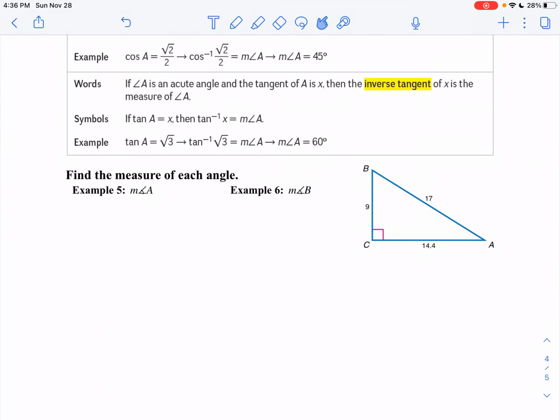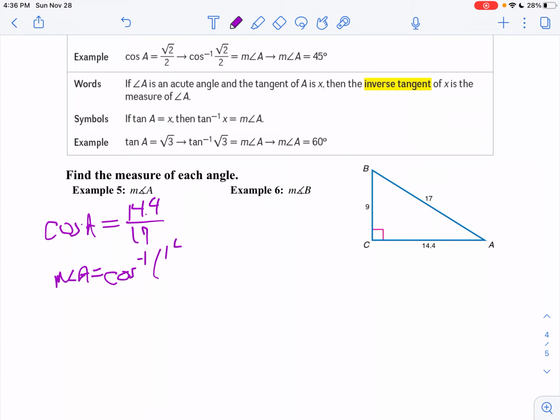So if I take a look at example 5, I want to find the measure of angle A. Now notice I have all three sides. It does not matter which function I'm going to use. So I'm going to use cosine, just because I want to. So I'm going to say, oh, the cosine of angle A is adjacent over hypotenuse. Well, my adjacent is 14.4, and my hypotenuse is 17. So now to find the measure of angle A, I'm just going to say, oh, that's the inverse cosine of that ratio of 14.4 over 17.